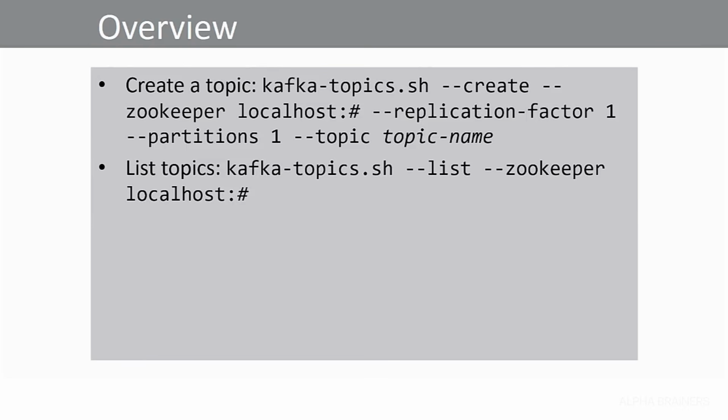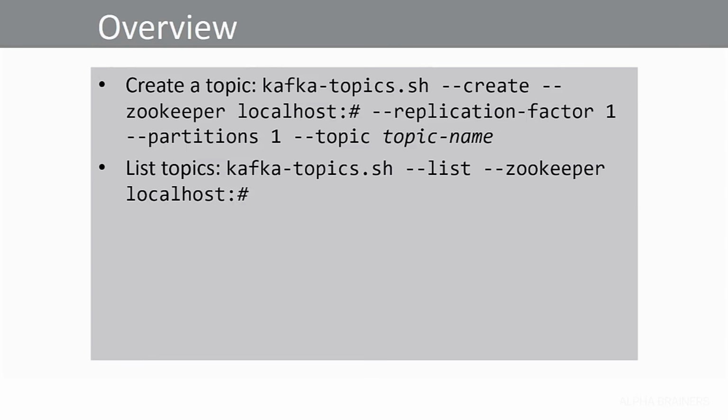Obviously when you first get started, there will be no topics at all, but if you use --list after you create a topic, and you specify the Zookeeper server's host name or IP address, colon, and then the port number, you'll actually see the topics that are available. I'll demonstrate that for you in a few moments too.